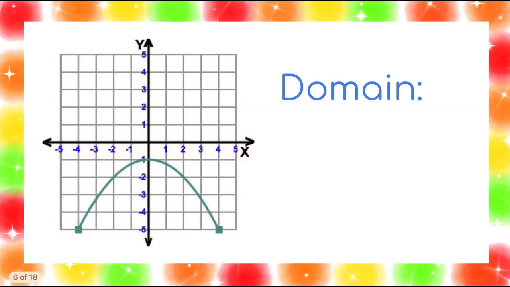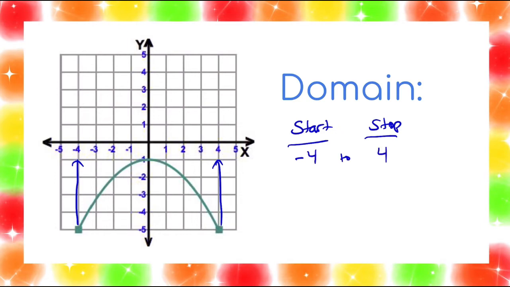Let's do another one. Again, I'm looking for the start and the stop. What do you think the start and the stop values are? It's going to be -4 to 4. Now I'm going to put this in inequality notation. What do you think that would look like? Hopefully you said -4, less than or equal to x, less than or equal to 4.